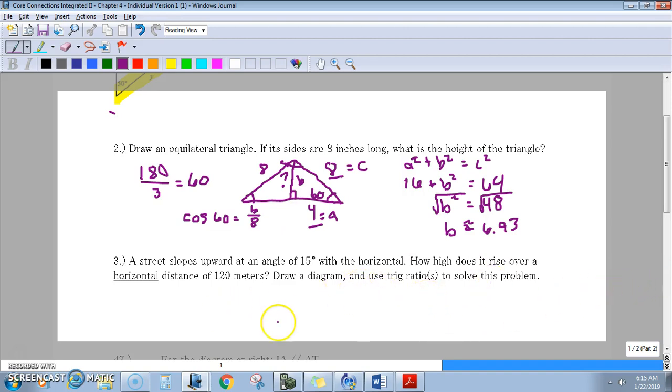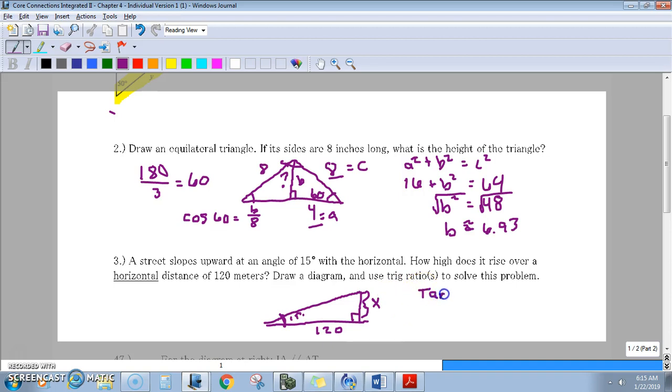All right, for number 3, it helps to draw it. A street slopes at an angle of 15 degrees. There's 15 degrees. There's the bottom of the hill that we don't see. Okay, and it becomes a right angle. If we go over a horizontal distance of 120, it says how far does it rise? So we're looking for this right here. We'll call that x. So I don't have the hypotenuse, right?